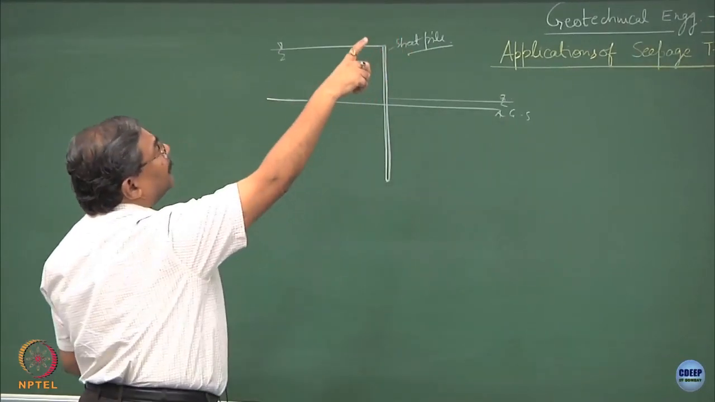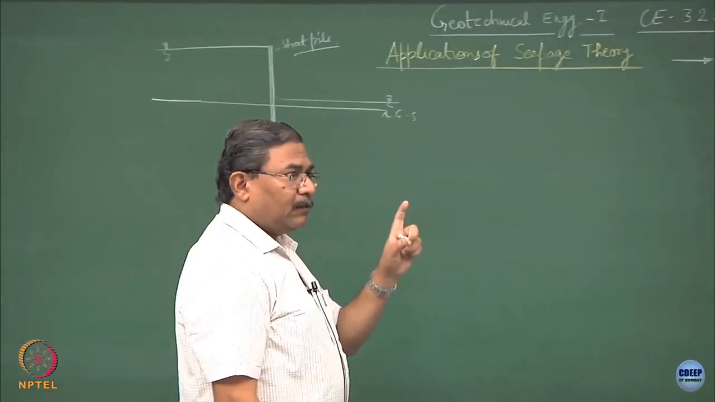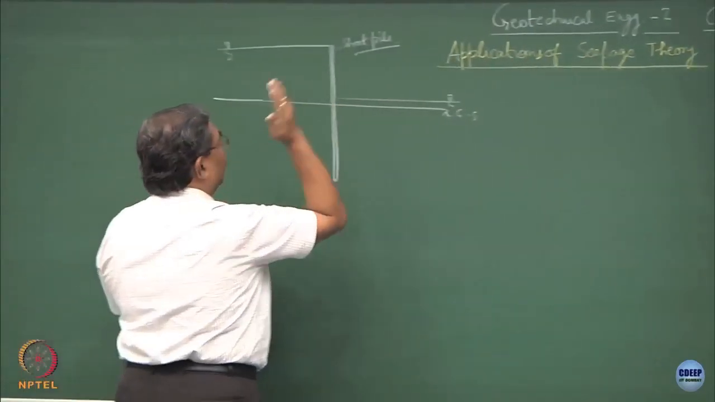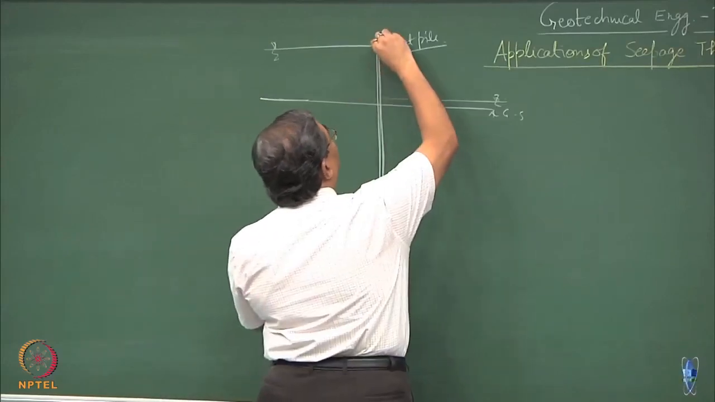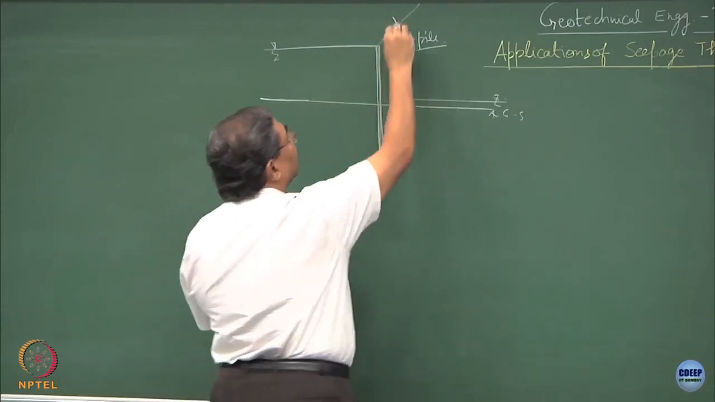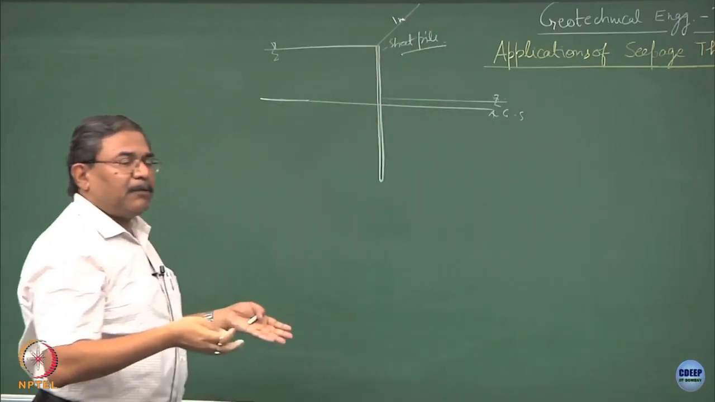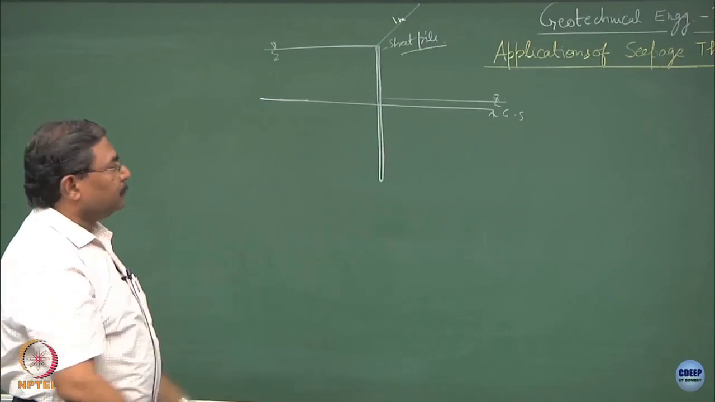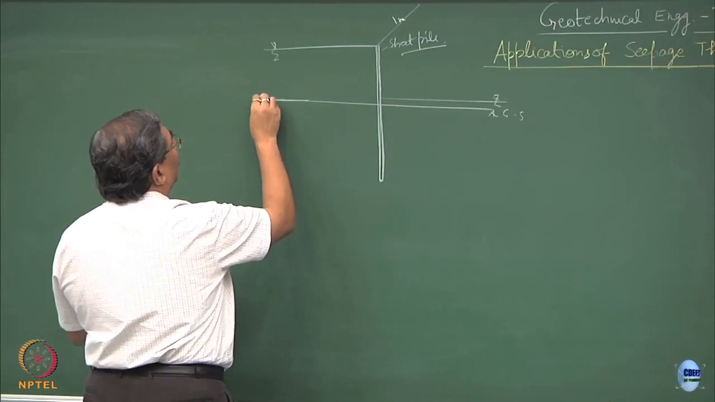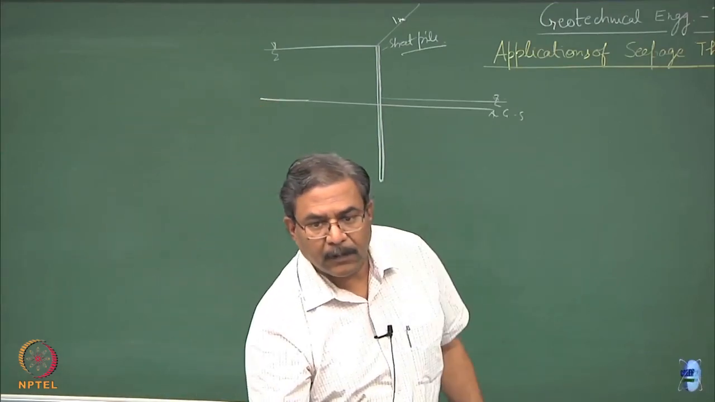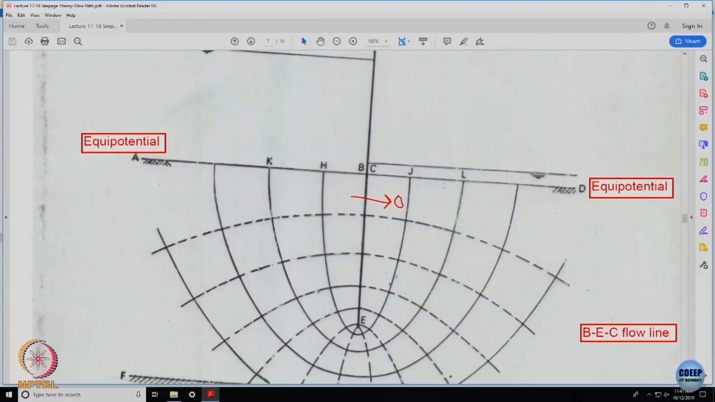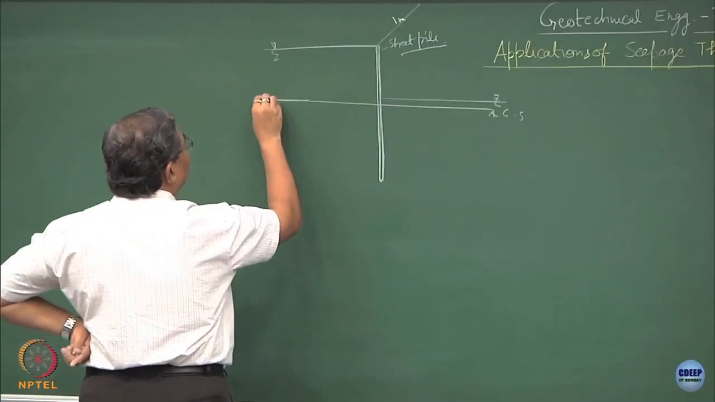What I have written here is, it's a two dimensional flow, number one. Why? Because we are considering everything perpendicular to the plane. So, as if the width of the sheet pile is unity, 1 meter, clear? And hence we have made a three dimensional problem into a two dimensional problem. Now, this line AA is defined as the equipotential line.